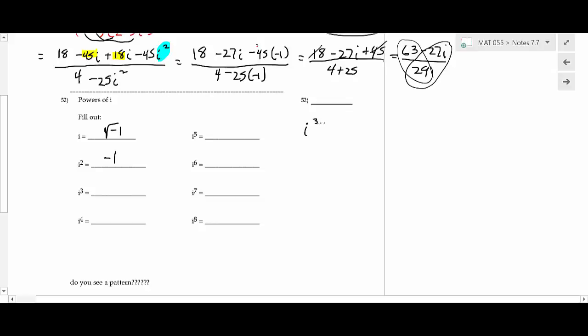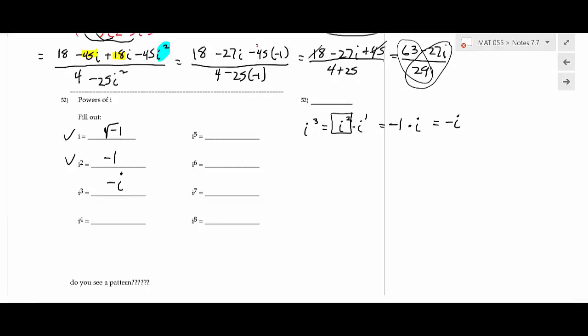So when you do i to the third, remember, everything is built off of these two statements. So I'm going to write i to the third as i to the squared times i to the first, right? Okay, well, i to the second is what? Negative 1. So we're just going to leave that i alone like that. So if we do negative 1 times i, we actually get negative i. So i to the third is negative i. Now we're going to do a pattern. I'm going to show you kind of a trick for figuring these out in a minute. But I want to show you the methodology for doing this, okay? Now I go to i to the fourth.